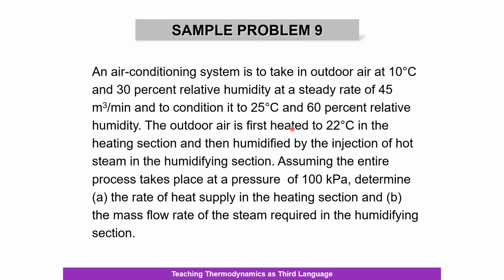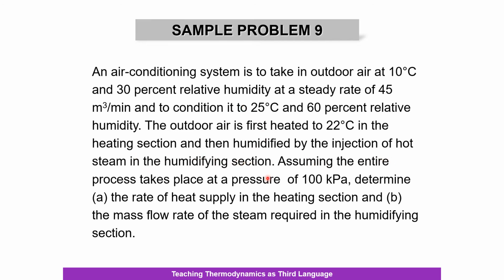So the outdoor air is first heated to 22 degrees C. From 10 degrees C, you are heating it up to 22 degrees C in the heating section, and then humidified. Humidified here means you are adding moisture. How do you do that? It's by injection of hot steam. Now when you inject hot steam into the air at 22 degrees Celsius, the temperature is going to go up because you are exposing this stream of air to steam. As you can see, we have increased the temperature from 10 degrees C to 22 degrees C, but because you are injecting steam, this will further increase the temperature to 25 degrees C. That is done in the humidifying section.